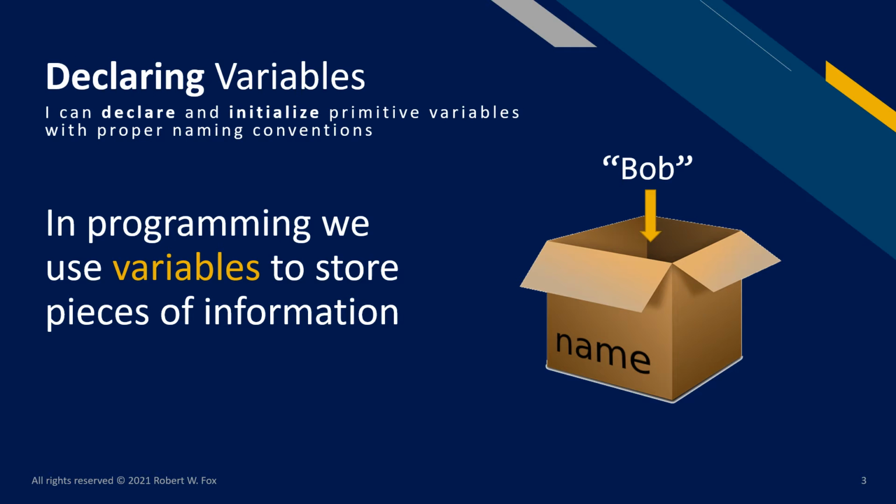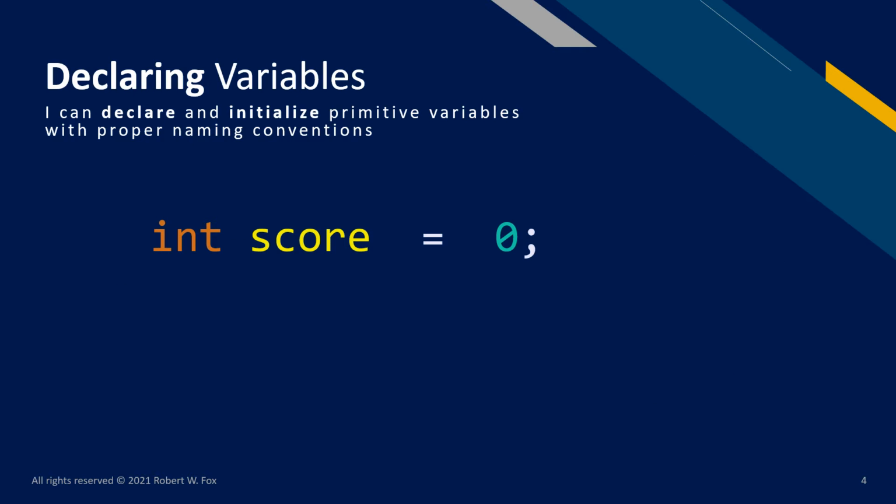From prior experience, you probably already know that in programming, we use variables to store pieces of information. Here we see an example of creating a variable in Java. We start out with the data type, which specifies what sort of information we want our variable to hold. The word int means positive and negative whole numbers, and as we go through the rest of this lesson, we'll see other types that we can use.